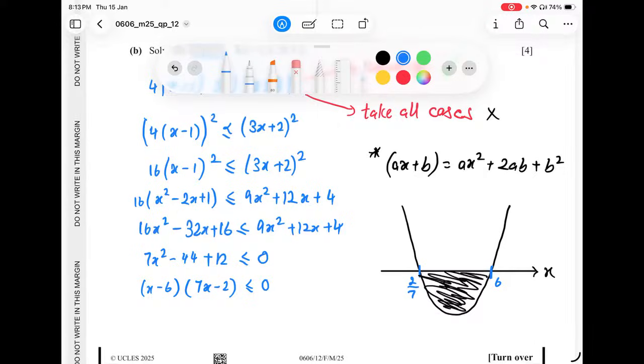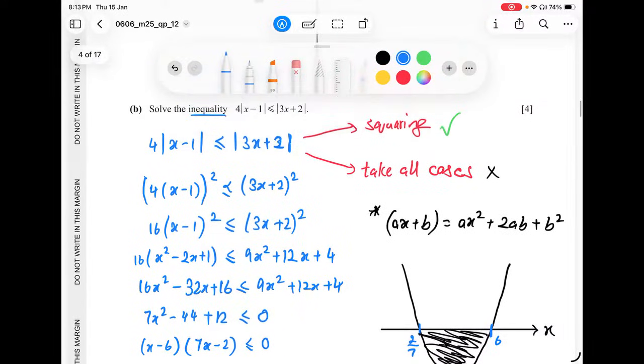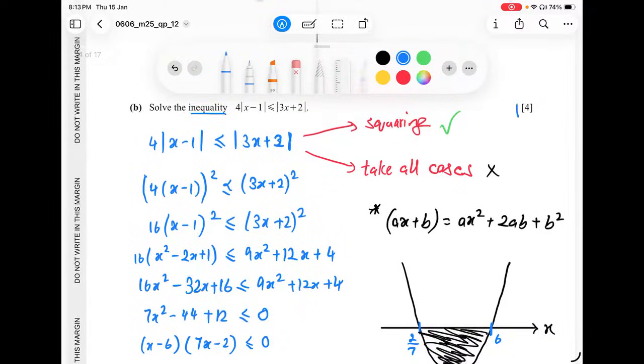So the critical values are 2 by 7 and 6, and it lies between them. Therefore, the answer here should be 2 by 7 less than or equal to x is less than or equal to 6. Hope you got how to solve it. This question is for 4 marks.